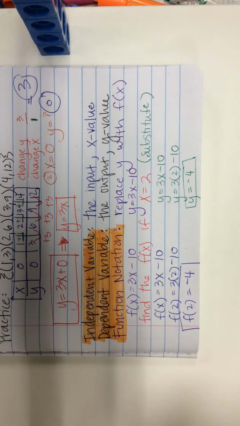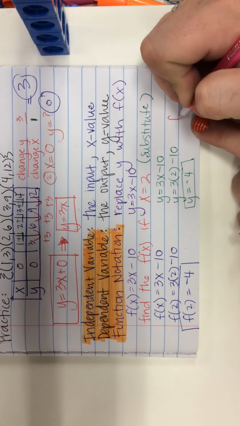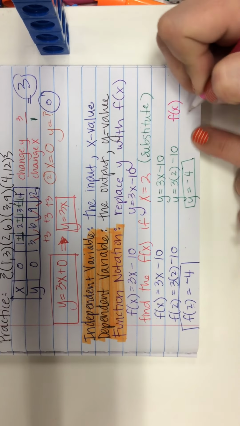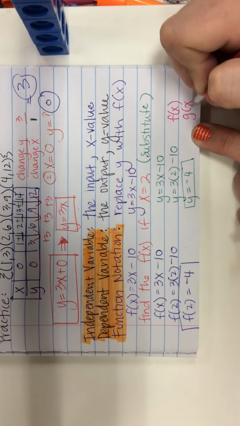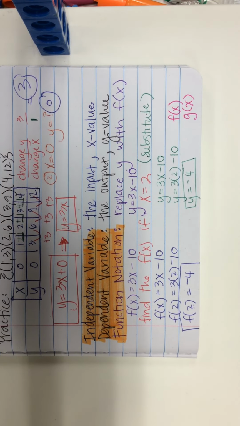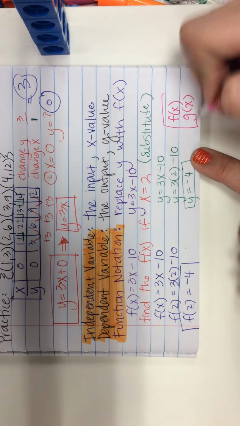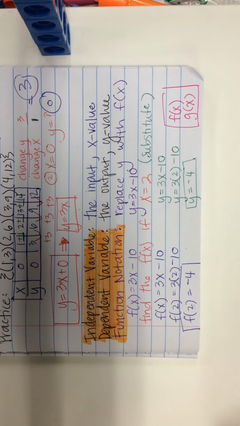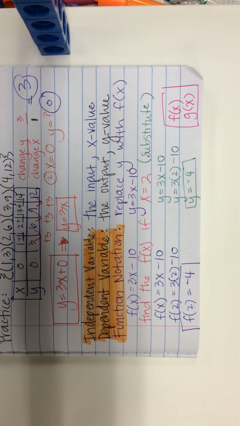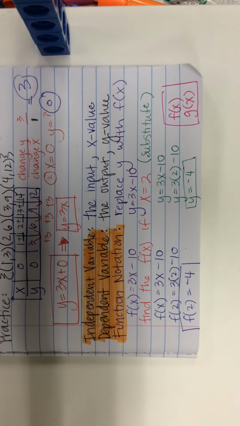Now, as if this wasn't confusing enough, you may also see f of x, or you may see g of x. They're the same thing. Don't get scared. What does g stand for? It's just another way.